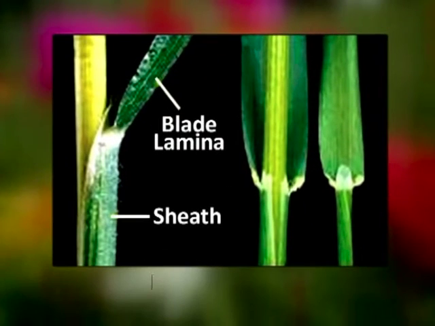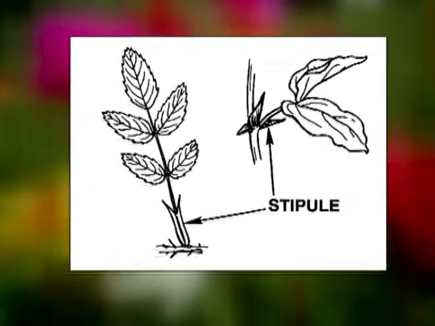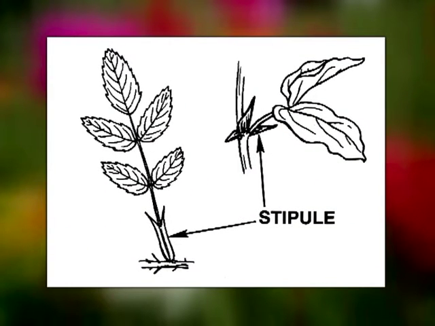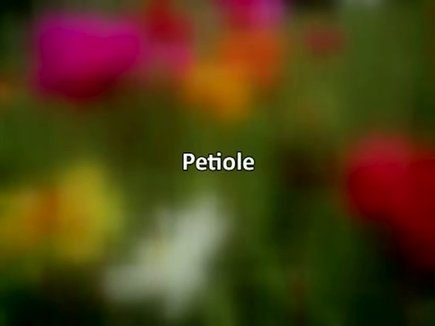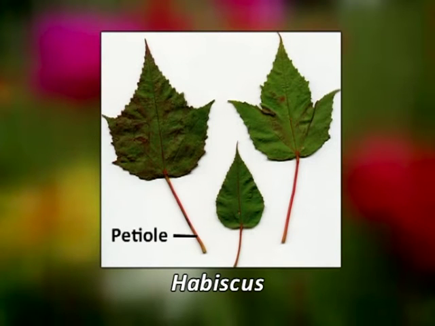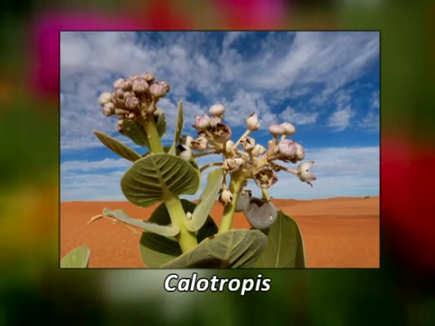The leaf base is the portion by which the leaf is attached to the stem. In monocots, the leaf base is of sheathing type. In case of dicots, the leaf base could bear two lateral outgrowths called stipules. Now petiole, it is the stalk of the leaf. A leaf with a petiole is described as petiolate leaf, for example hibiscus. A leaf without a petiole is called sessile, for example calotropis.